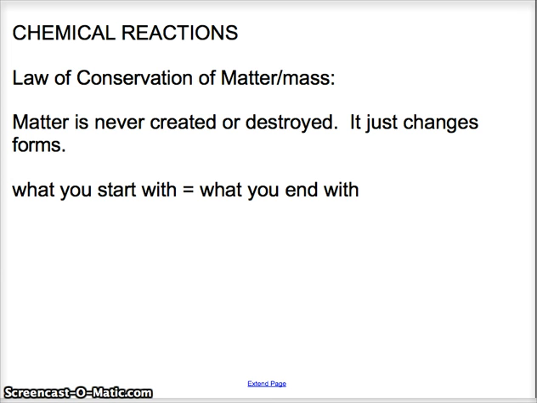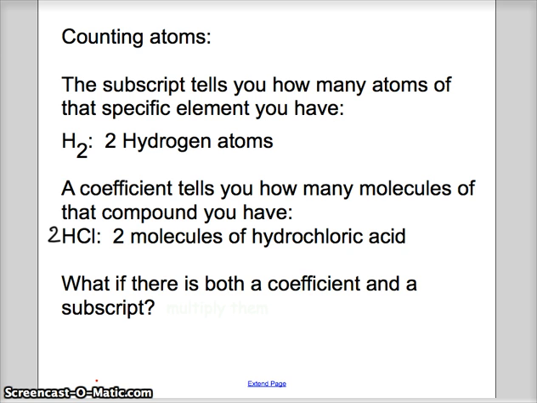Instead of actually measuring it on a balance like we did in the lab, you can get the formulas, count atoms, and figure out from there. So what do I mean by that? Let me go to that first page, counting atoms. All right, so here's just some terms you need to know when it comes to counting atoms.